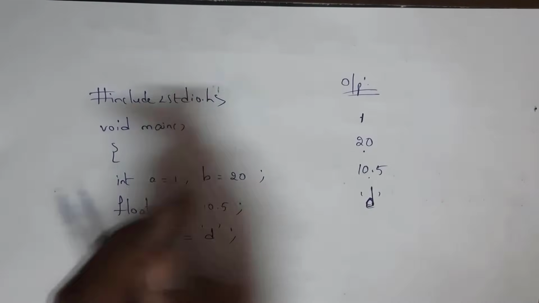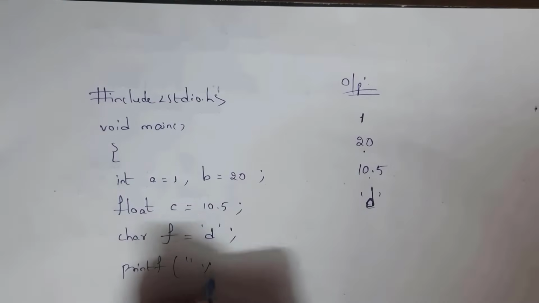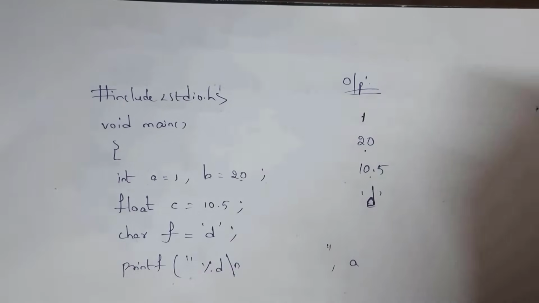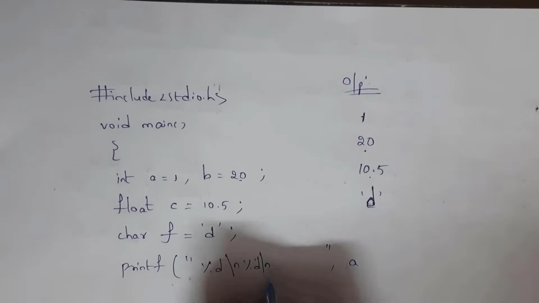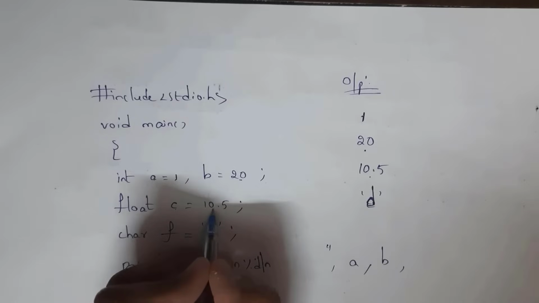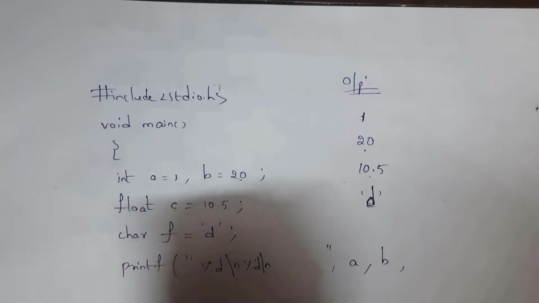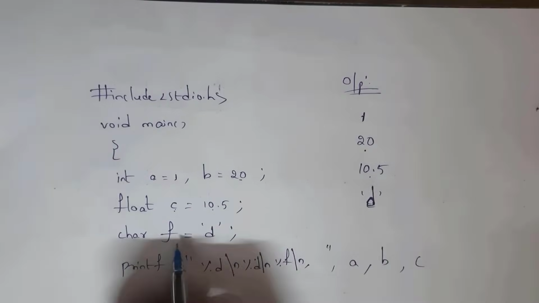Now I want to print this value, so I need to take here printf. This a is integer type, so I took here %d for a, and next \n. Next 20 is present in variable b. This variable b is integer data type, so again I need to take %d\n. This is for b, and next 10.5 is present in variable c. This variable c is float type, so I need to take here %f\n, comma. This is for c.